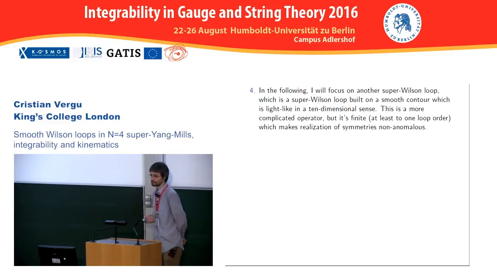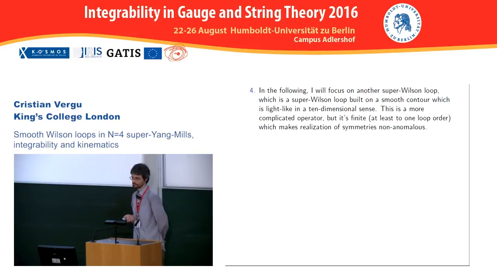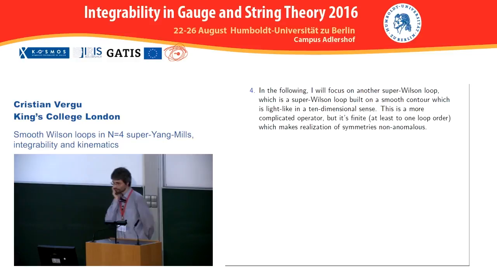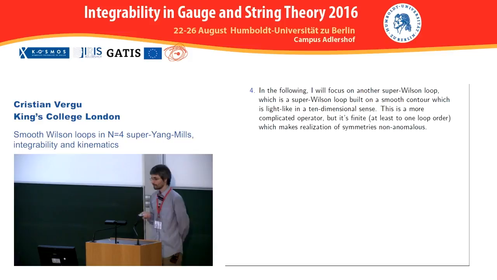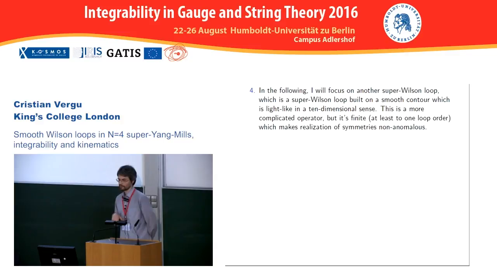There's yet another type, which is going to be the one I will discuss most in the end. So now I'm considering the case of a smooth loop. Before I was discussing the case of polygonal contour, but now I have a smooth loop, and it also has a coupling to the scalars. I will show you in more detail what it looks like. But the main point I want to emphasize now is that this quantity is finite. So we checked it to one loop order. A proof to all loops is not yet available, but we think it's true.